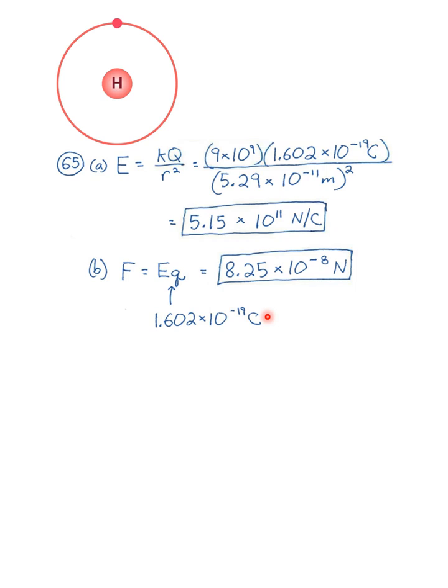By the way, you could have also gotten the answer to question B by bypassing question A and just using Coulomb's law. Coulomb's law says it would be k q of the proton, q of the electron divided by r squared. You should get the same answer.